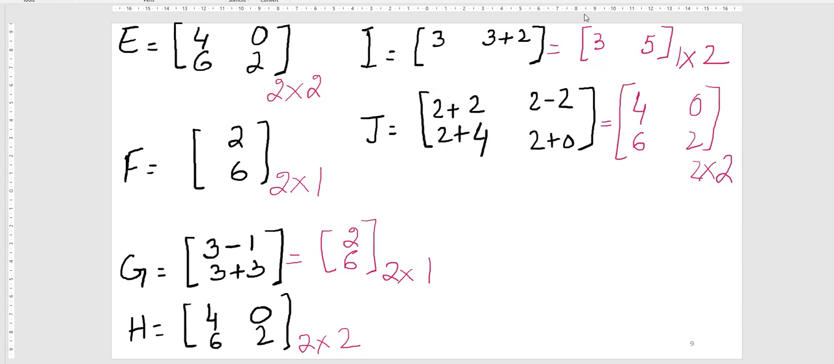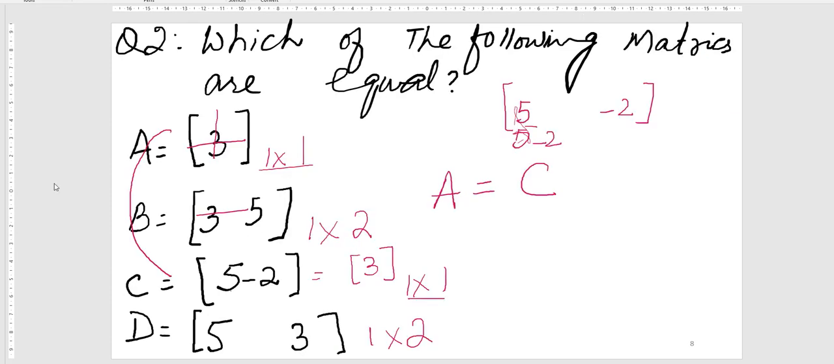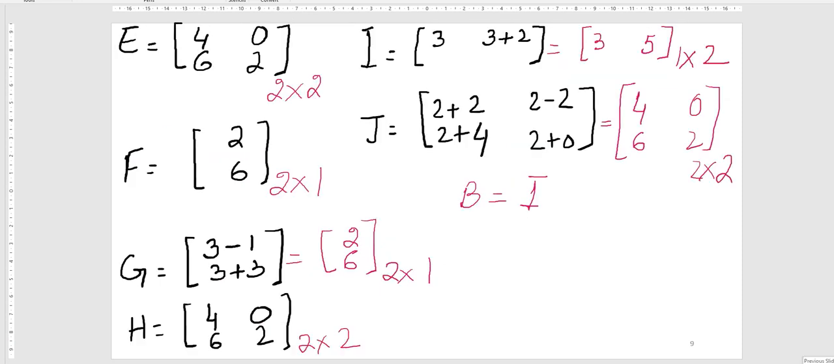Now B is equal to I. So see, where is I? This is I, 3 and 5. Corresponding entries are 3 and 5. But the matrix is 1 by 2. Now I will show you where is B. So see, this is B. B is also 3 and 5 and 1 by 2. Right? So we will say that B is equal to I.